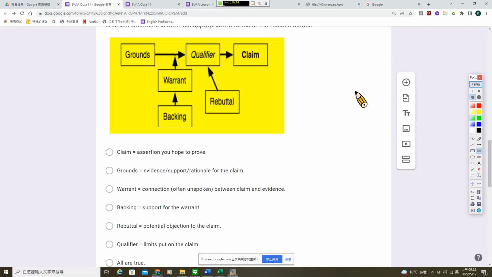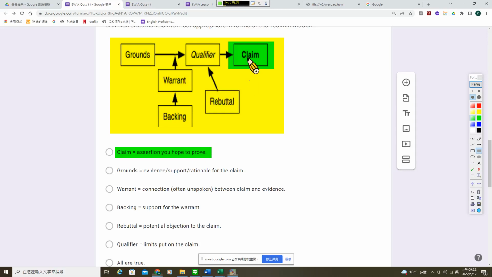normally when we talk to other people, we will start with our claim. Of course, what is a claim? A claim is something you would like to prove, or you want to say something about, or something you want to make sure, you want to make a claim. So basically, this is your opinion. So you can see what a claim is. A claim is an assertion you hope to prove.